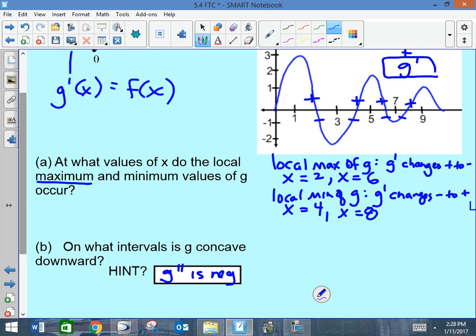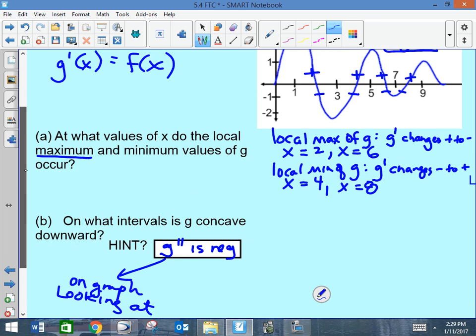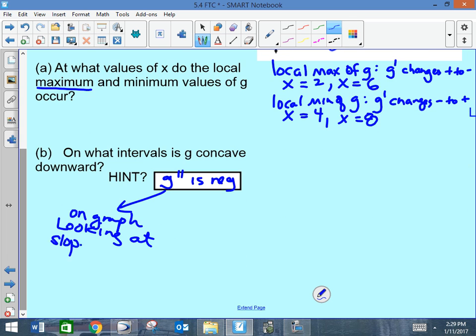I'm just not going to be using it. Okay. This is G prime. How do I get G double prime off of that? What am I going to be looking at? G double prime on the graph, I'm going to be looking at what? The slopes. And they're going to be plus or minus. That's all they're going to be.